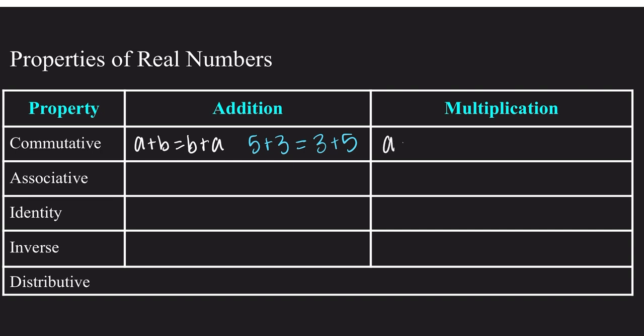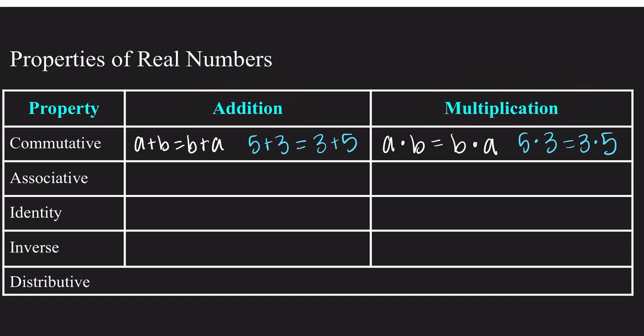Multiplication, same idea. When we're multiplying two values, we can also multiply them in the reverse order. So, again, if we have 5 times 3, that equals 15, which is the same thing as 3 times 5. Let's note for a second, these properties are only for addition and multiplication. If you try to do this with subtraction or division, they're not equal. These don't work. So only for addition, only for multiplication, you can use these properties.